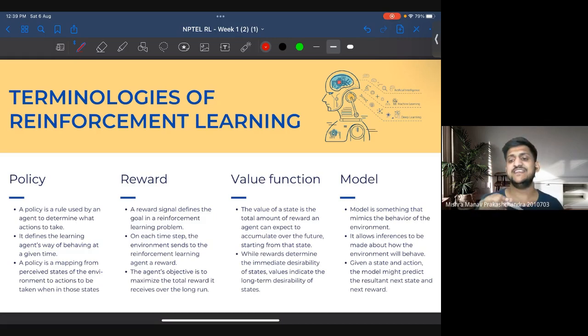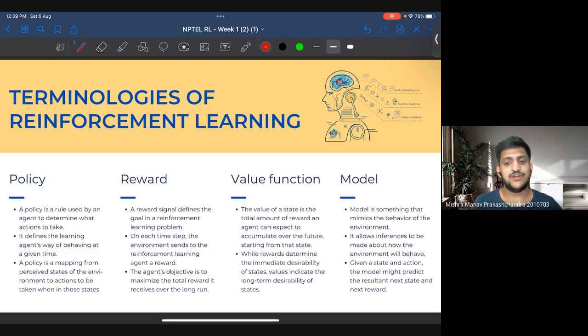The reward is an immediate response that the agent gets from the environment. So for a particular action A_t, the reward is the immediate reward R_t. But this gives the short-term desirability: what is the immediate next decision that I need to take? But if I want to look at it from the long term, if I want to achieve some broader goal, a person typically looks at the value function, which is the total amount of reward that the agent should expect to get over time.